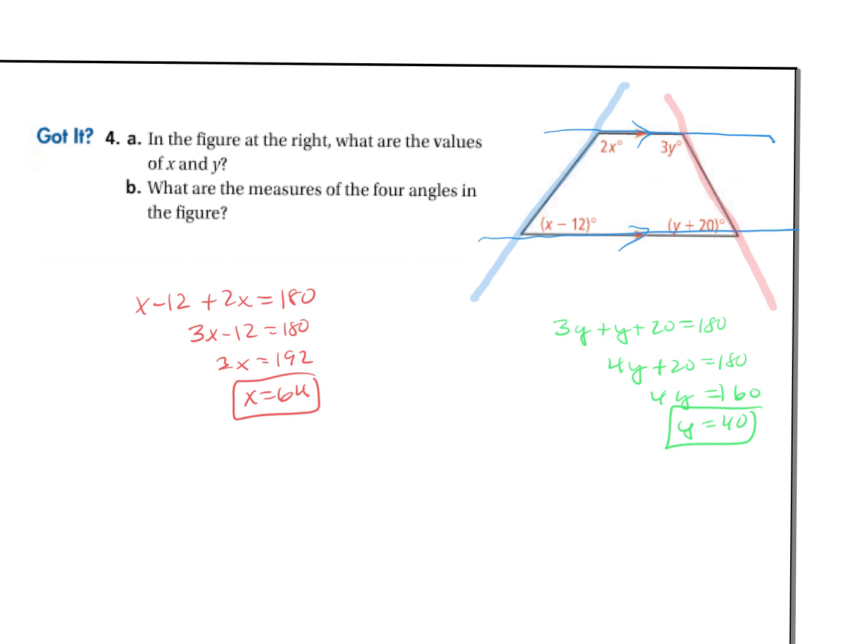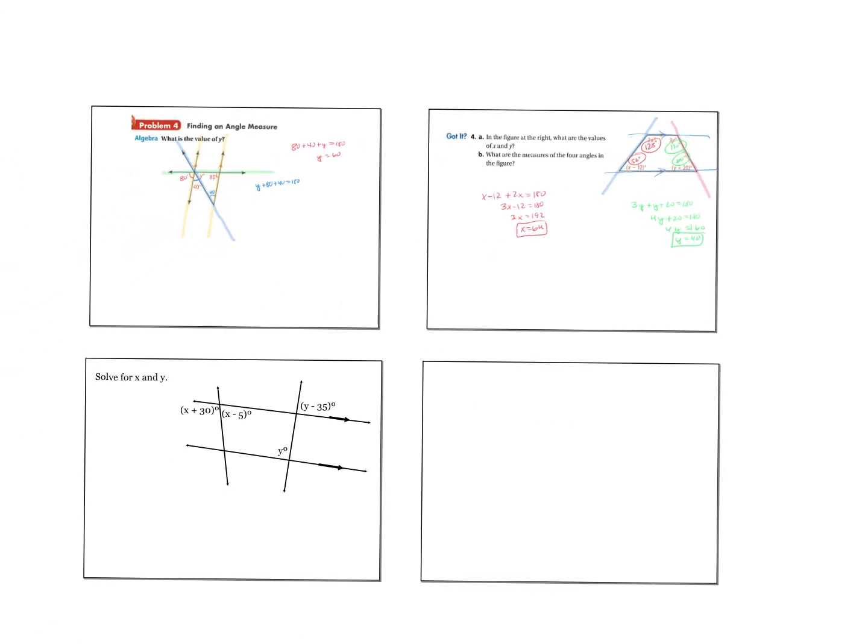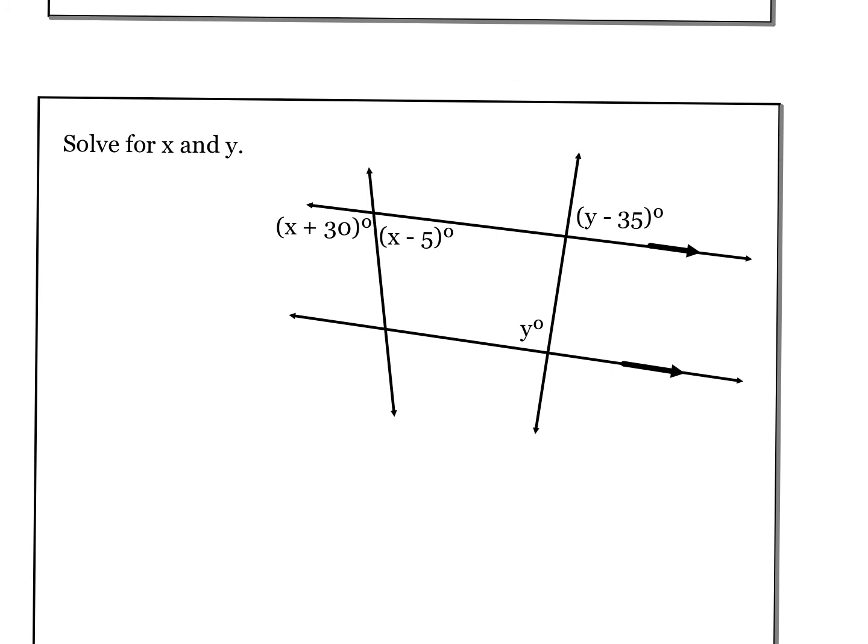This 2x is 128. The x minus 12 is, 3y is, and the y plus 20 is 60. Nice. Trapezoids. One pair of parallel sides. Okay, go ahead in this next one. Solve for x, solve for y. Then we'll go over it.